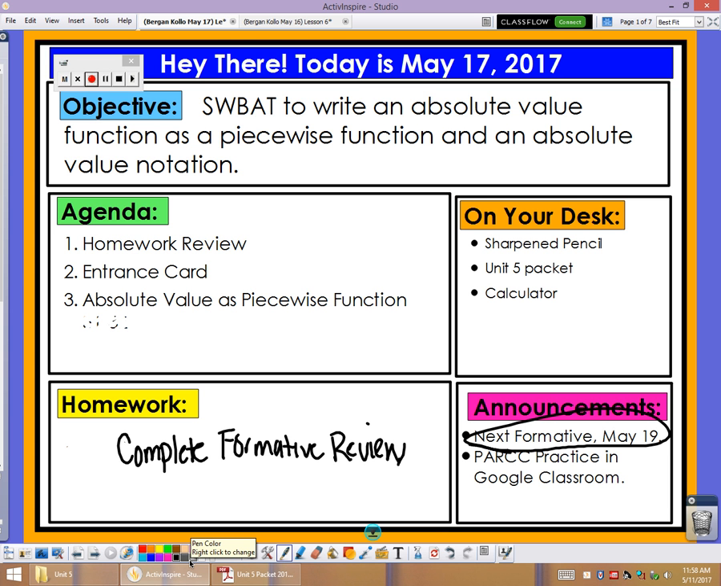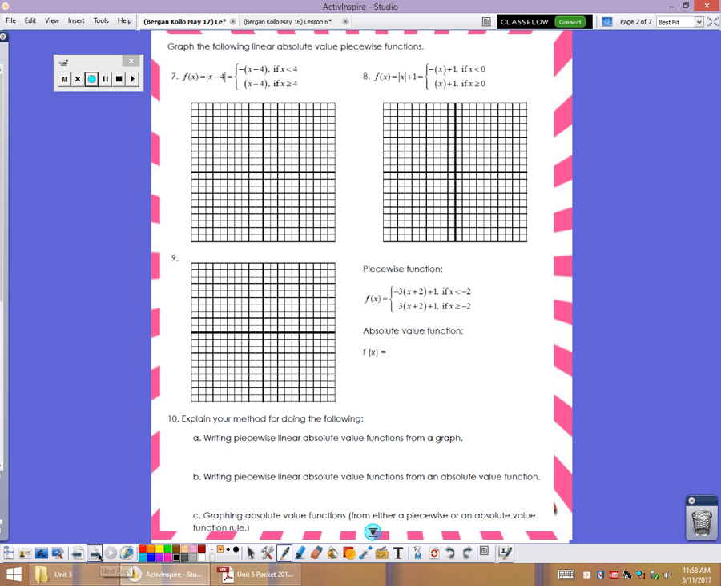We are going to be focusing on pages 34 through 36, the end of the packet. Just like that, we got to the end of this packet. All right. Homework, complete the review, 34 through 36.